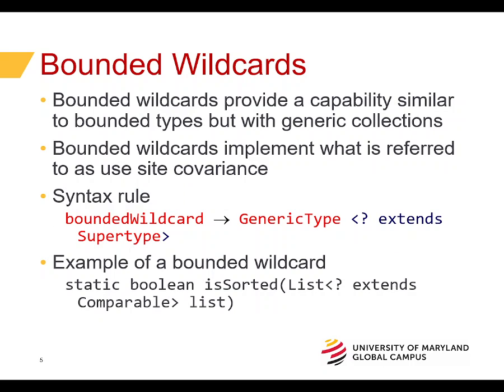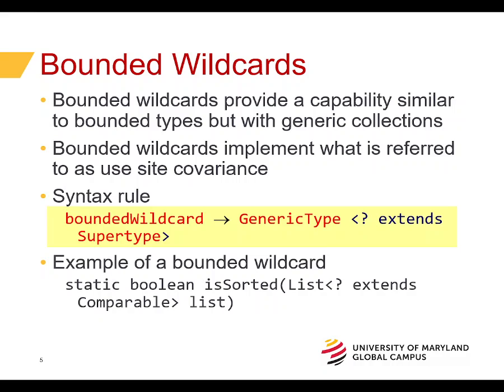In addition to the syntax for bounded types, also added in version 5 of Java were wildcards. First, we will look at bounded wildcards, or as they are sometimes also called, upper bound wildcards. They provide a capability similar to bounded types, but with generic collections. They implement what is referred to as use-site covariance. Let's see how the syntax compares with simple bounded types.